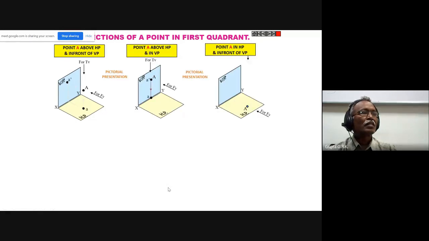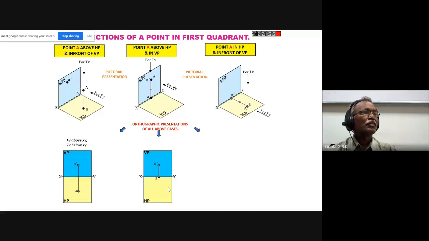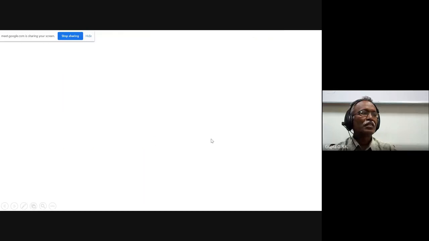So you can see all the three types. Above HP and in front of VP, above HP and in VP, and point A in HP and in front of VP. So you can see the views. Okay.